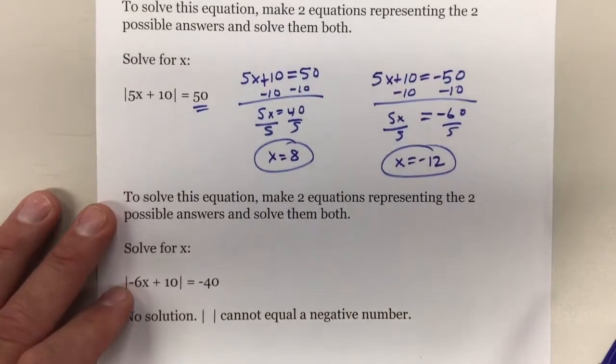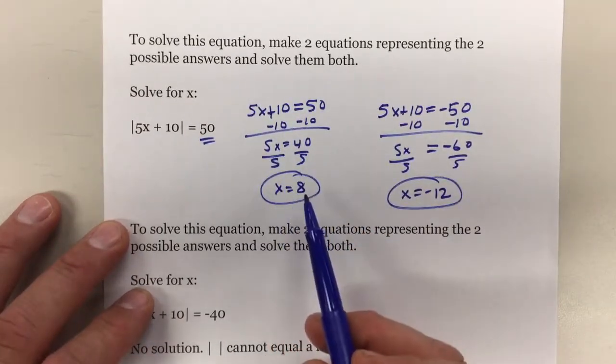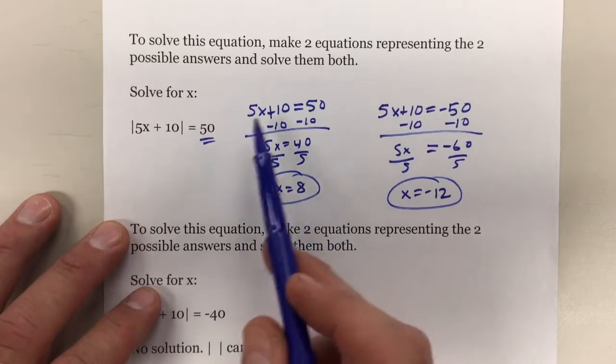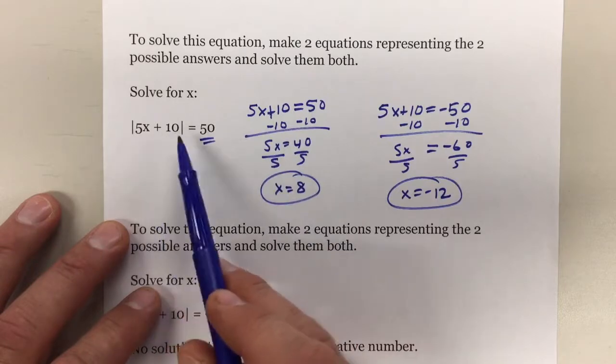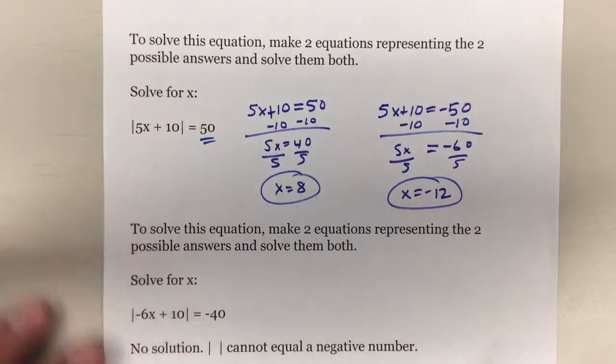So you have to be careful. A lot of people make the mistake of they solve one of these equations and get 8, and then they go, oh, the other answer must be negative 8. But when there's a more complicated equation inside the absolute value, it often ends up being two different answers completely. So just be careful.